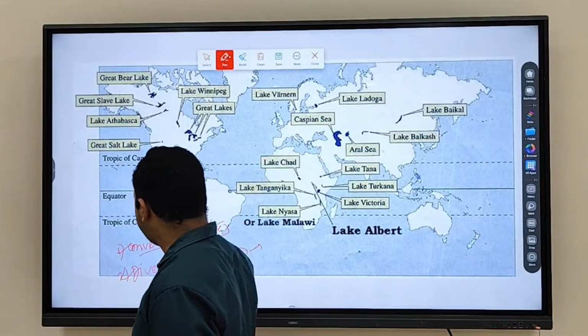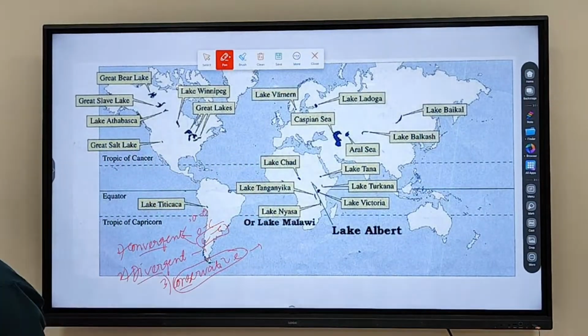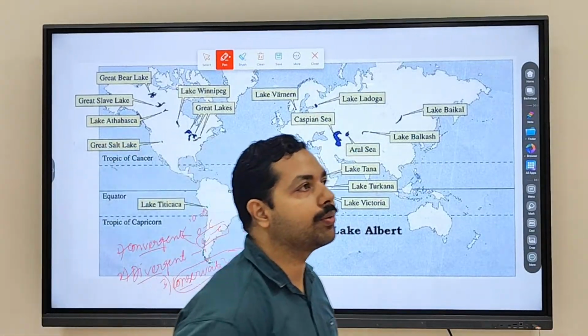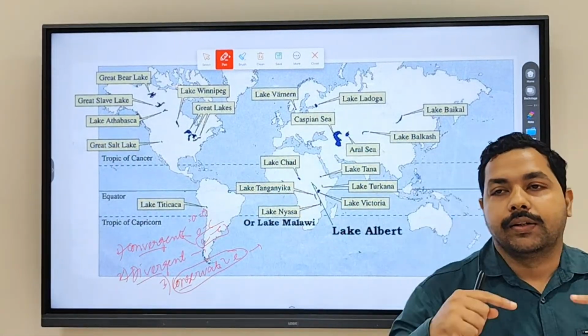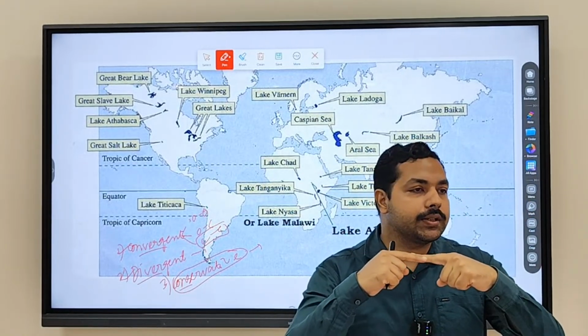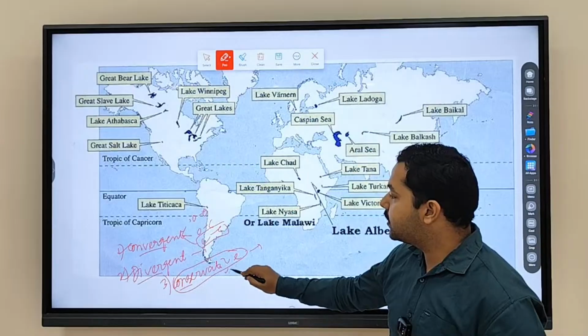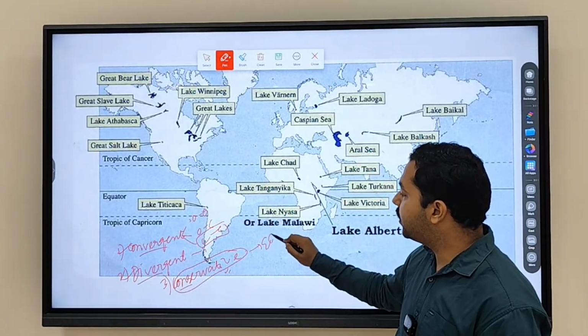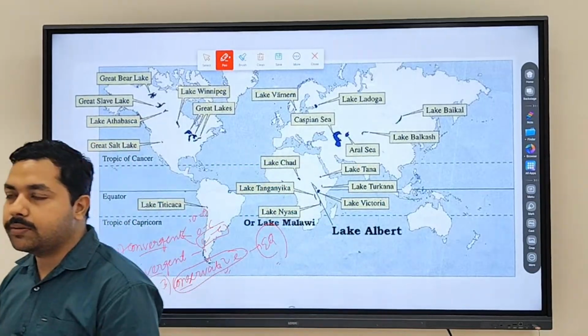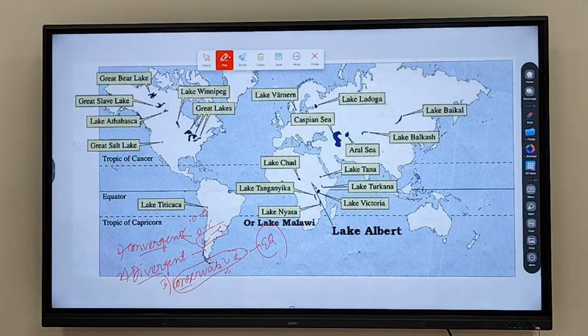So those are the things we have discussed regarding convergent, divergent, and conservative boundaries. At the conservative boundary, what are you going to see generally? No construction and no destruction. Rather, plates will slide past each other. Major earthquakes can occur at this boundary. Shallow focus earthquakes can occur at this particular boundary. So this part we have covered in plate tectonics.